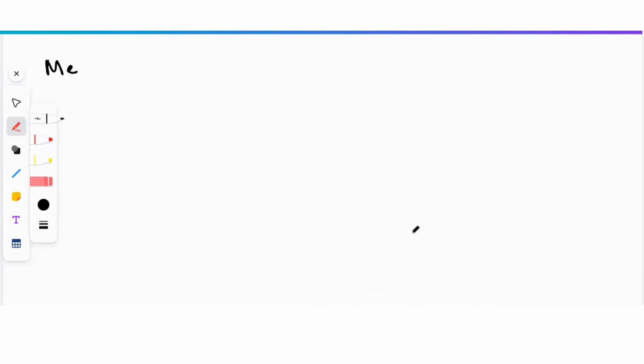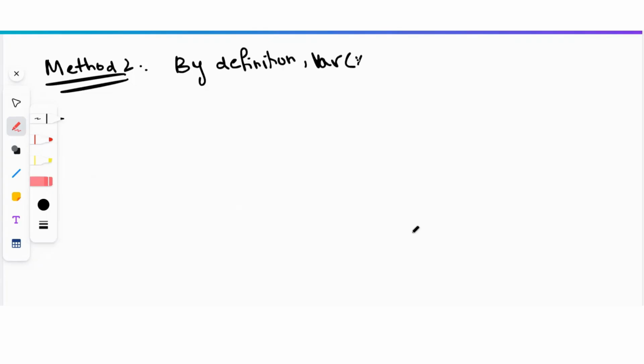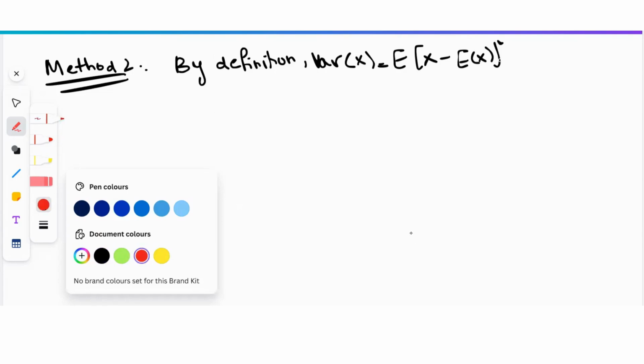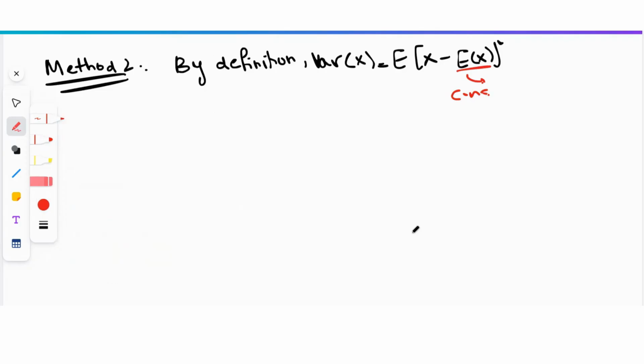So there are two equivalent ways. You can either use the definition or you can use the form derived from the definition. So the second method is by definition, which says that the variance of X is the expected value of (X minus expected value of X) squared. Right? And here, keep in mind that this expected value of X is just a constant. It's important to keep in mind that when you take the expectation of a random variable, what you get is a constant. We just saw that the expected value of X we already found is 1.75 for this particular example.